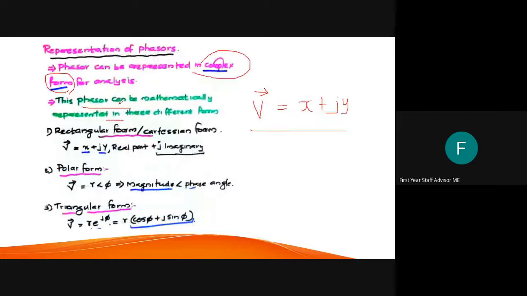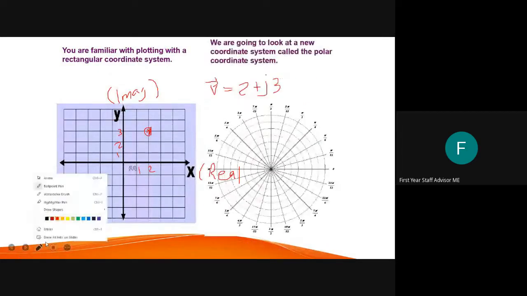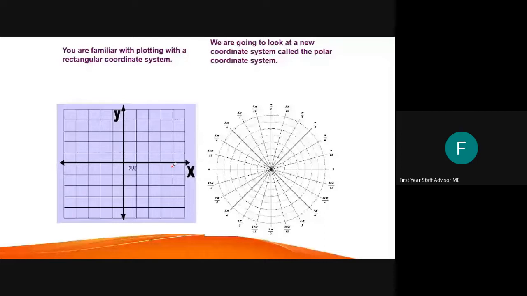Okay. Which is the next form? Polar. So in polar form, a phasor is represented in this way: R at an angle phi or theta, both you can write. Okay, R at an angle phi, where R is the radius and phi is the angle, the phase angle. So polar form is represented in a format like this.